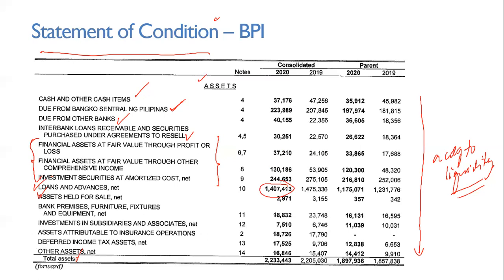So it may represent real and other properties that are not being used by the bank or held in its investment portfolio, which were acquired by the bank in settlement of loans or for other reasons. In other words, assets that are due for sale, kasi part ng na-foreclose na properties. Okay? Next, bank premises, furniture, fixtures, and equipment.